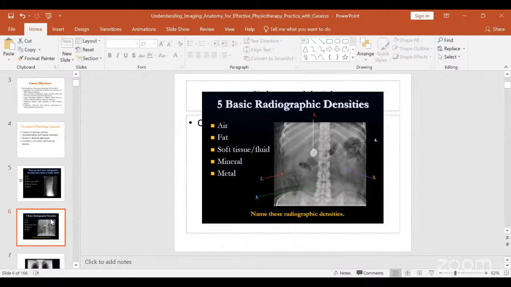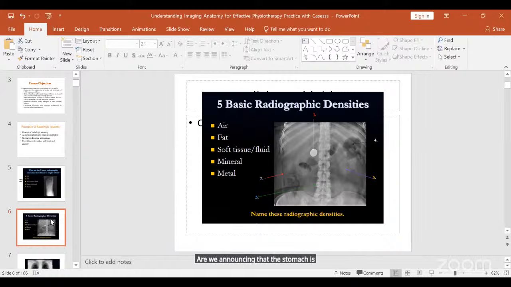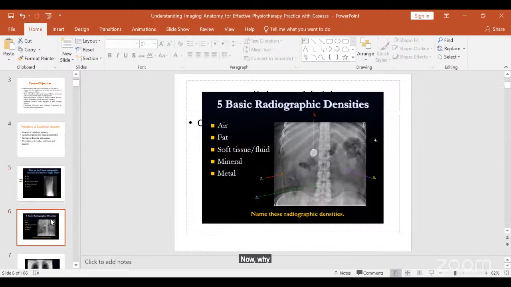No, sir. I think it might be the stomach. If it's the stomach, we ask ourselves, why is the stomach appearing so radio opaque? Even though, of course, I agree with you that it is along the region of the stomach anatomically. But this well-defined, oval structure that is extremely radio opaque, are we now saying that the stomach is bony in nature for it to appear radio opaque? Because from the previous slide, we said bones are the ones that appear white. Now, why would this stomach be so sharp, so oval? Are we together? These are the questions we ask ourselves.